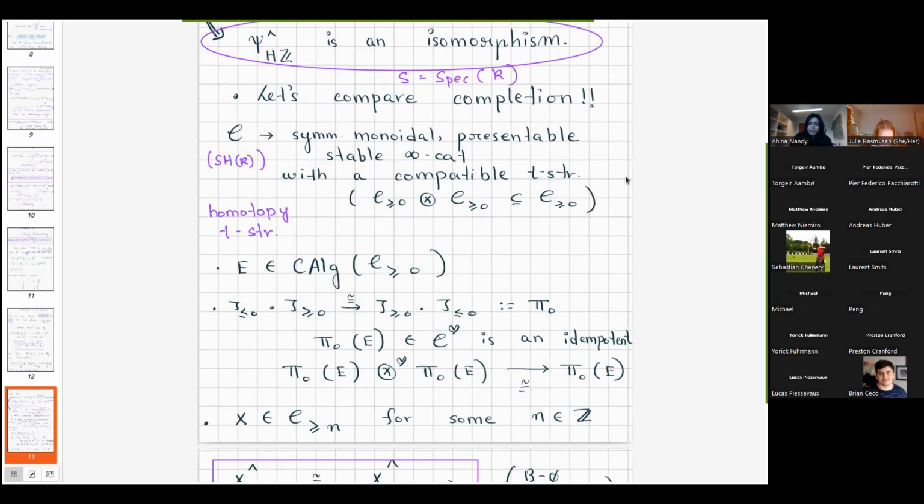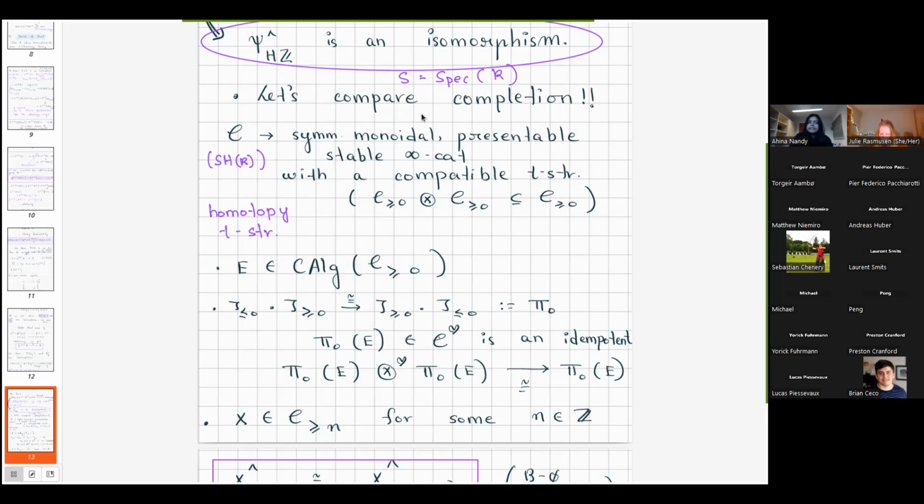So from now onwards, we will be working over a field. So the base scheme we fix will be the spectrum of a field, some k, doesn't matter. We want to compare completion with respect to the motivic cohomology spectrum, which gives us an isomorphism, and we want to go from here to completion with respect to eta. So how do we do that?